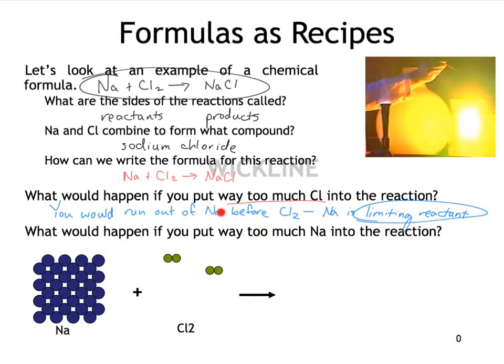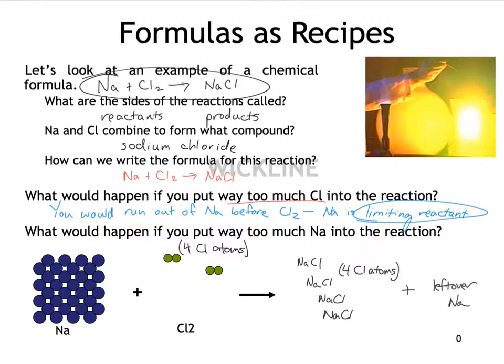So since you would run out of the sodium before the chlorine, then the sodium is what would limit the reaction, because there would be plenty of chlorine left over waiting to react with sodium, but it's all gone. So that's why sodium is the limiting reactant. You can see this also here in the cartoon version. What would happen if you put way too much sodium into the reaction? So here is my version of way too much sodium with just a little bit of chlorine. What you would get is a lot of leftover sodium, and chlorine would be the limiting reactant.